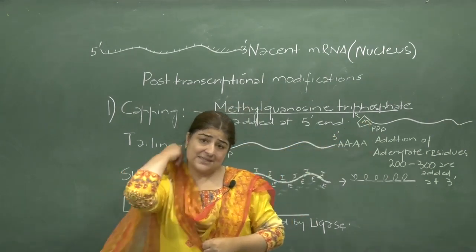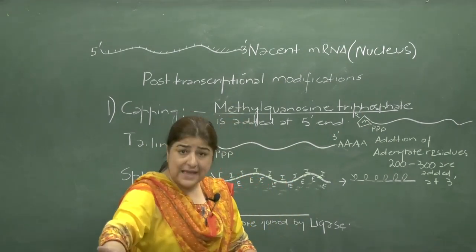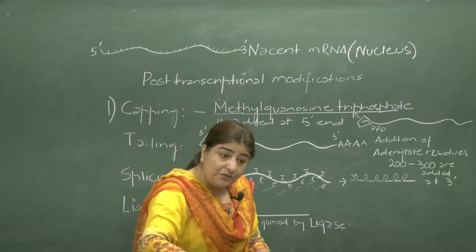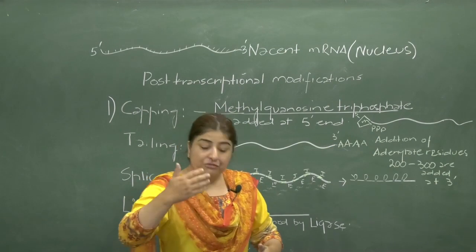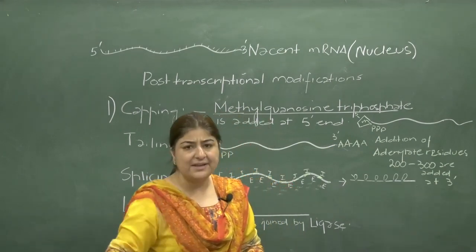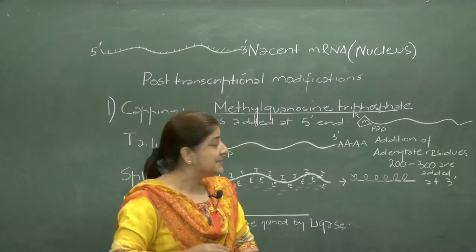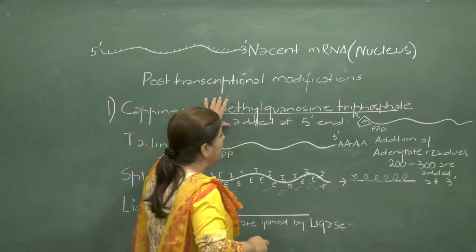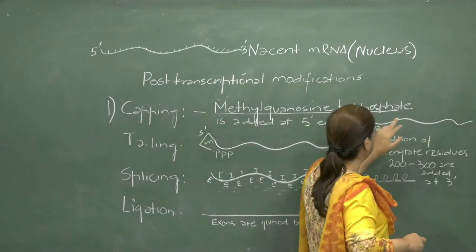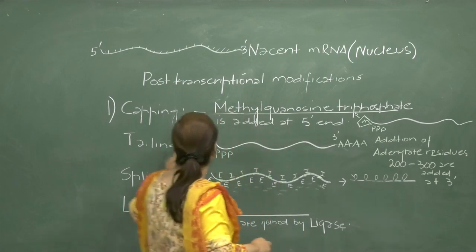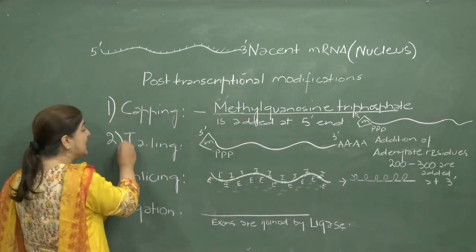This is so that this transcript, once it travels from the nucleus to the cytoplasm for protein synthesis, will be protected. This 5' end will be protected from degradation by various biomolecules there in the cell. After this methylated guanosine is added to the mRNA in the process of capping, this is the first step. Then after capping, the second step is tailing.